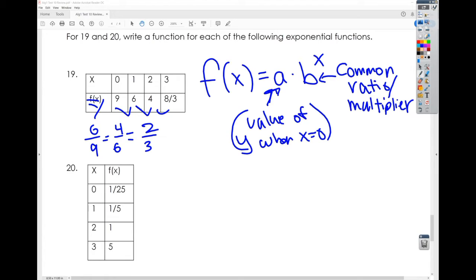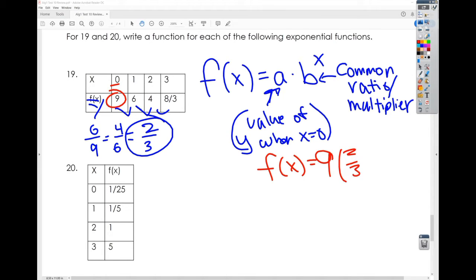You always want to reduce to lowest terms. So that's going to be the value of b. And we can see in the table what the value of y is when x is 0. That makes it actually quite easy to write this function. It's going to be f of x equals the value of a, which is 9, times the 2/3 to the x.